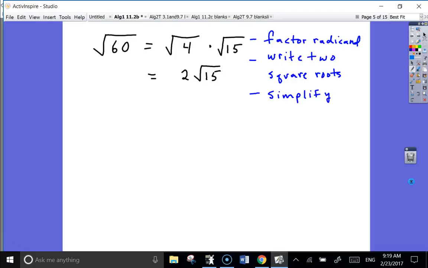Right, because what is the square root of 4? 2. So I replaced it with a 2. We'll do some more and you'll see. If it was the square root of 5, you couldn't do it because it's not a perfect square. The whole point is you're trying to find factors of that number which are perfect squares.